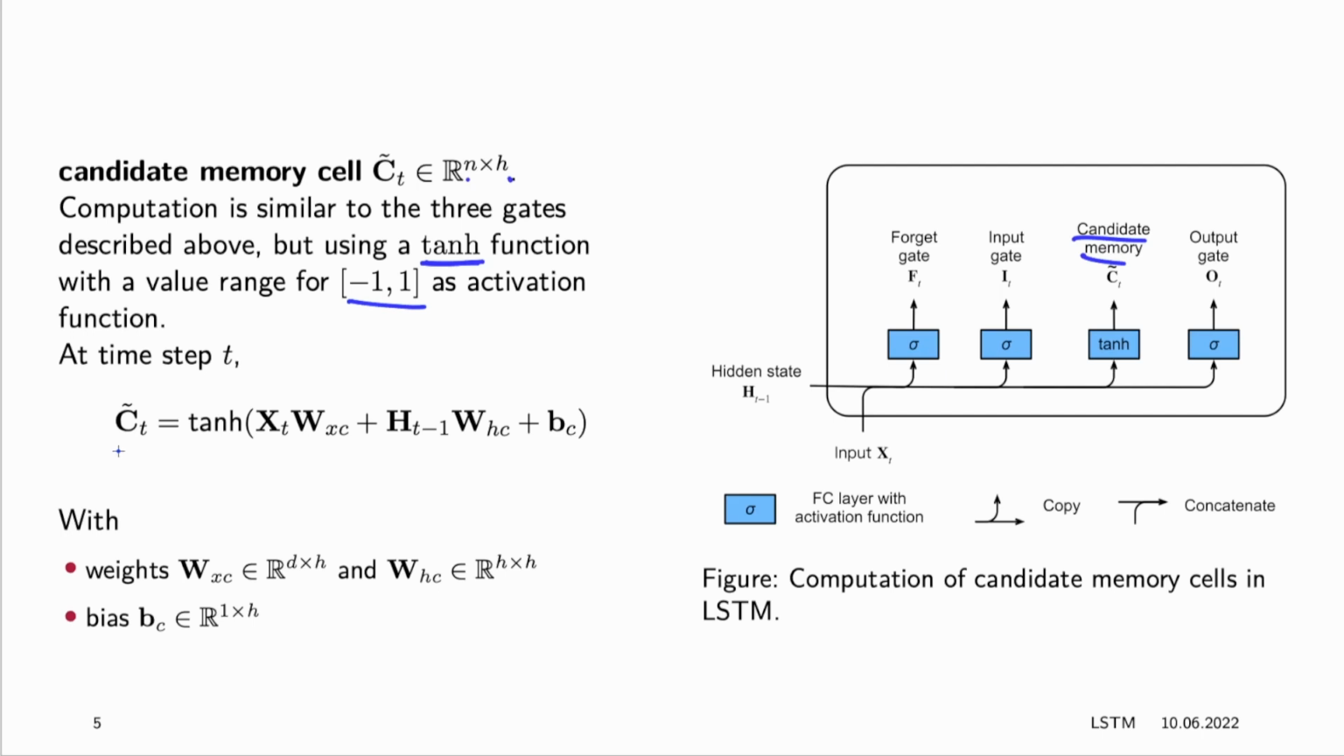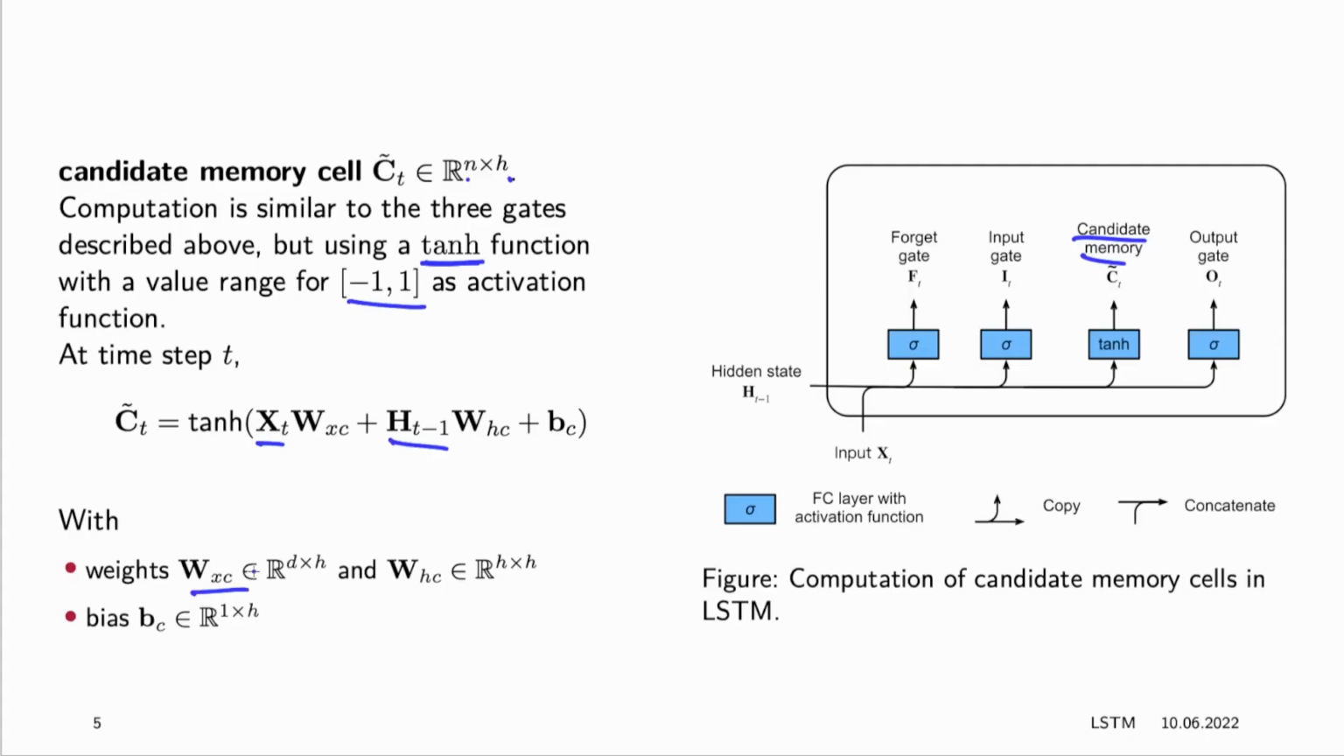So this candidate memory cell C tilde t is computed as tanh applied to a linear function of xt and ht minus 1. So we have 2 additional weight matrices, Wxc, which is applied to the inputs to compute the candidate memory cell, and Whc, which is applied to the last hidden state to compute our candidate memory cell. And we have the bias bc added to this linear combination of x and h.